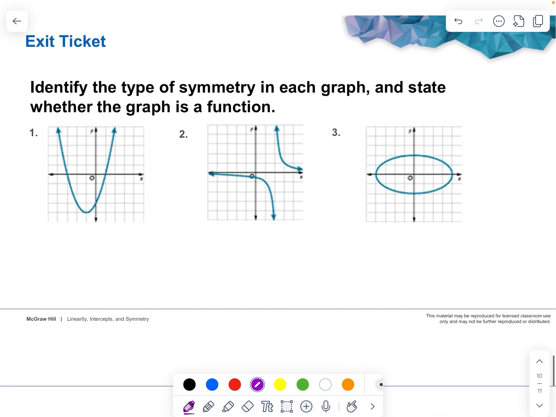And we will look at these in class, but if you want to go ahead and give those a try, identify the type of symmetry and state whether the graph is a function. So this is going back to using the vertical line test.